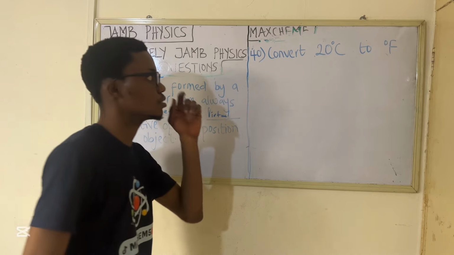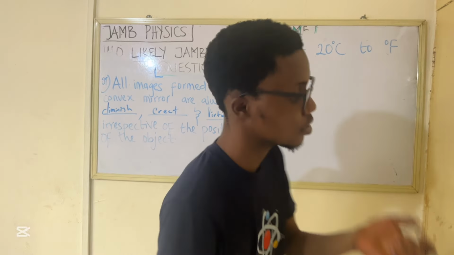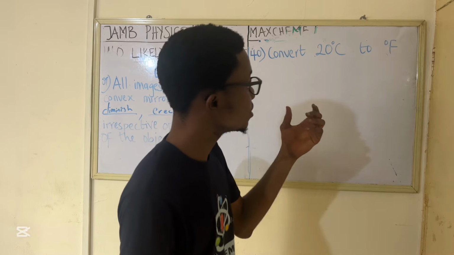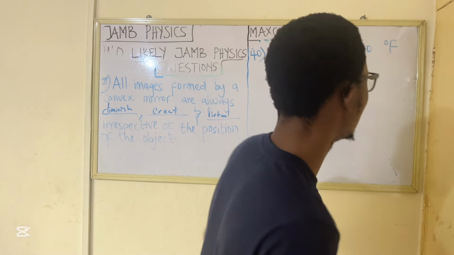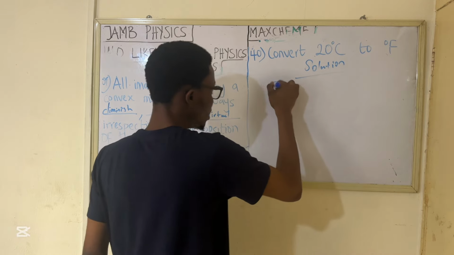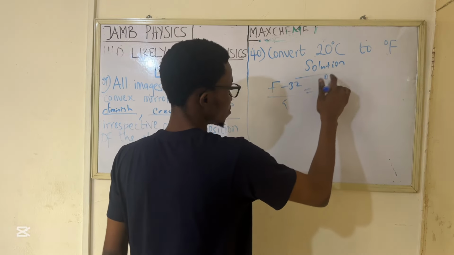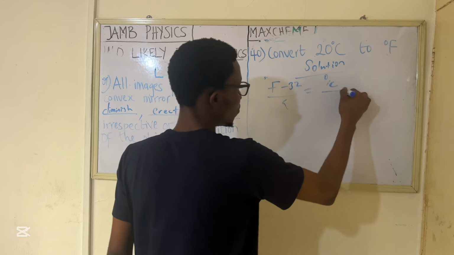Now, question 40. Convert 20 degrees Celsius to Fahrenheit. Now, this is the formula. You have (F minus 32) over 9 equals degrees Celsius over 5, where F is degrees Fahrenheit.